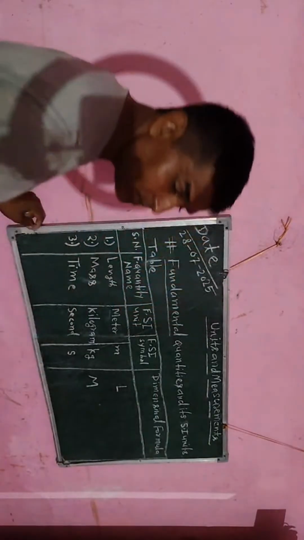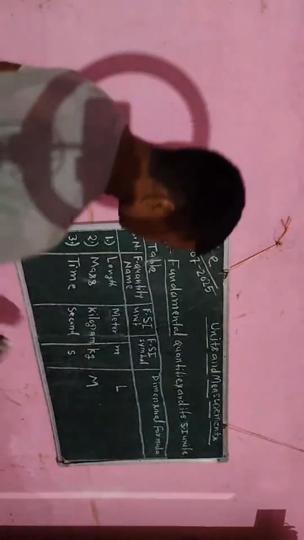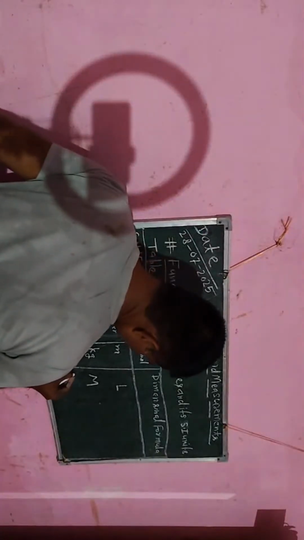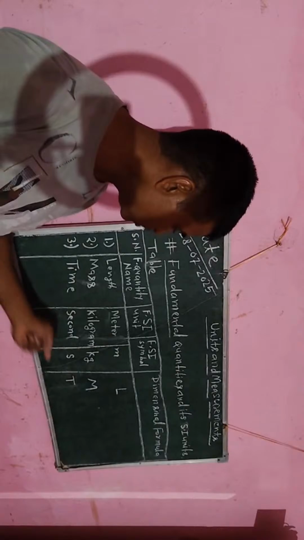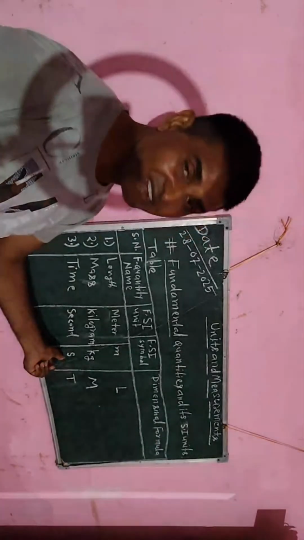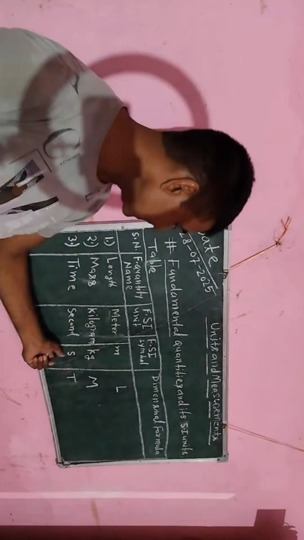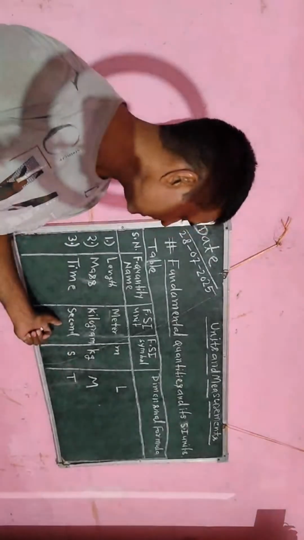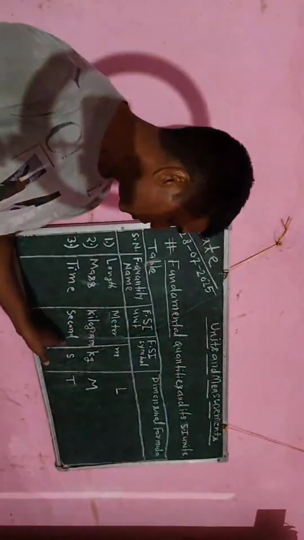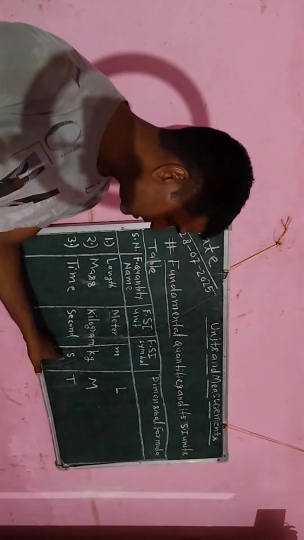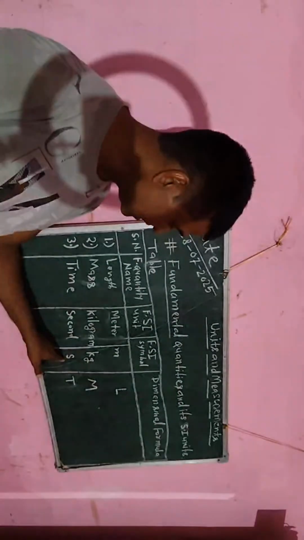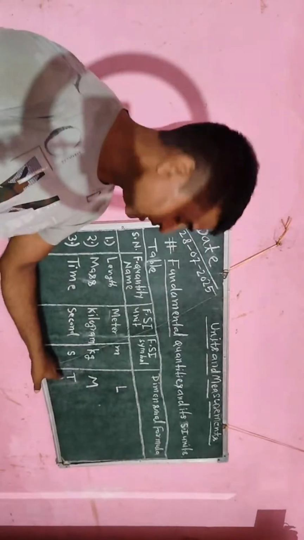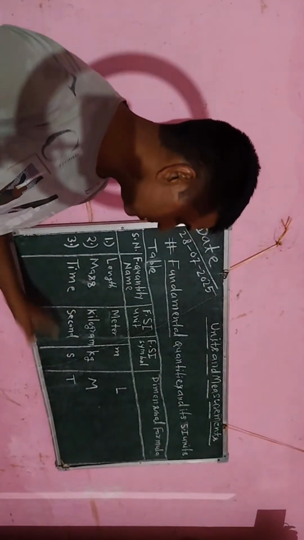But its dimension I have to write T, because time is calculated in T. So here I will write the dimensional formula of time. The dimensional formula of time is T. Second is its SI unit, so corresponding to second I will put the symbol S, and its dimension will be capital T. So time has dimension capital T.